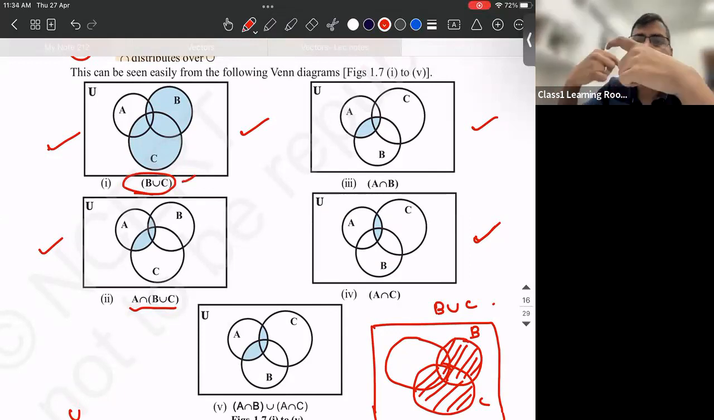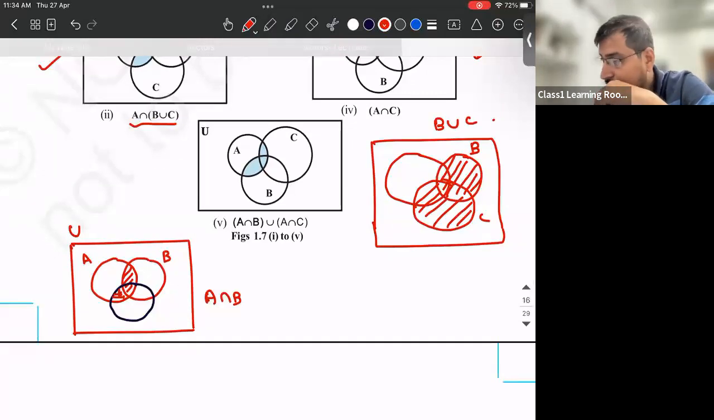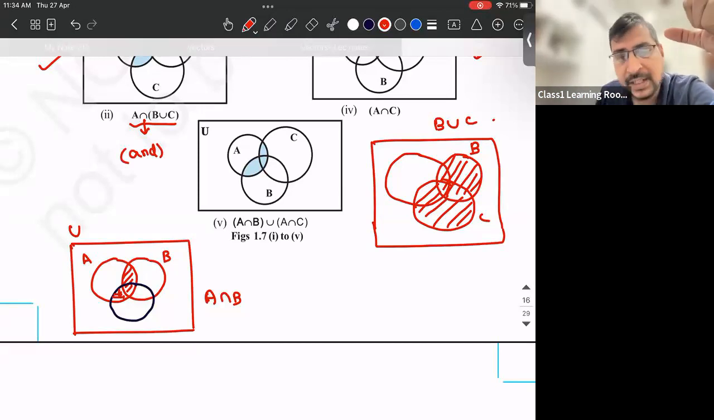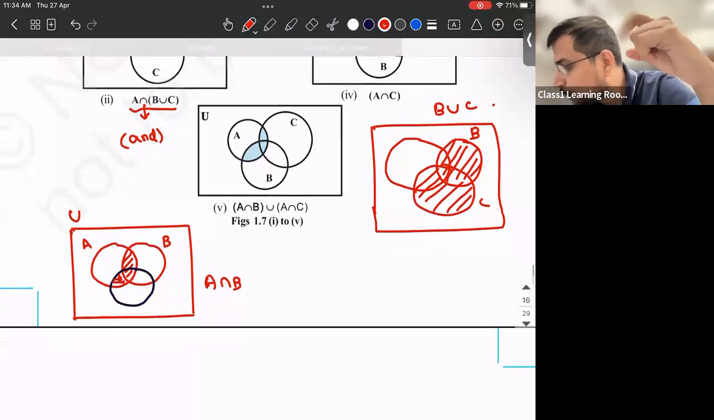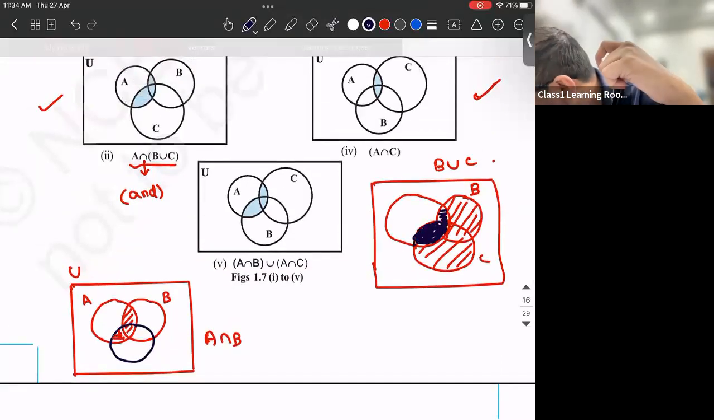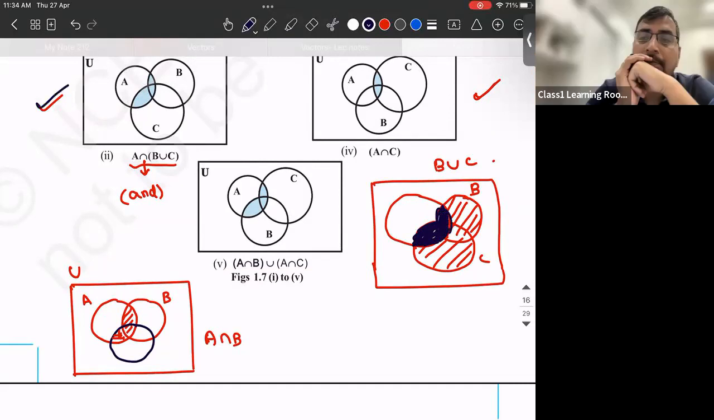Now to this B union C, we need to do the A intersection. So what should you take? You need to take the elements from A and from B union C. Wherever you see intersection, what does it mean? It is "and." The element should be present in the region of A and in the region of B union C. So which region am I going to consider? I'm only going to take, I'll use the black color here, this region. Are you able to understand, guys? Yes, sir. So that is how this diagram came. Makes sense.